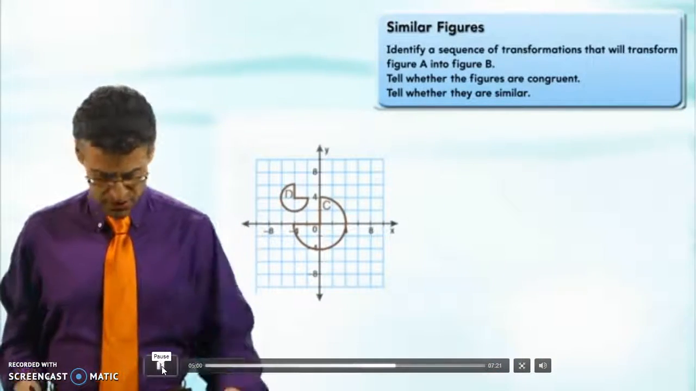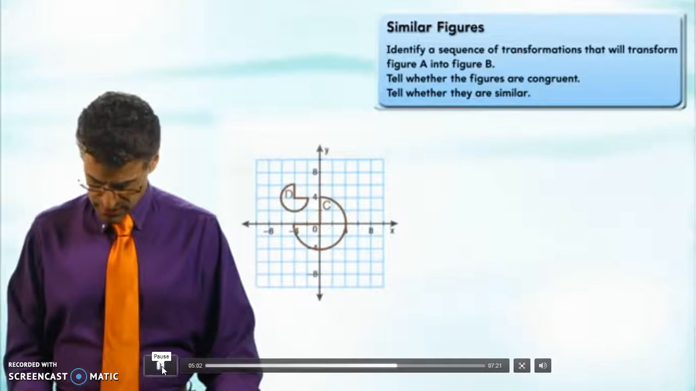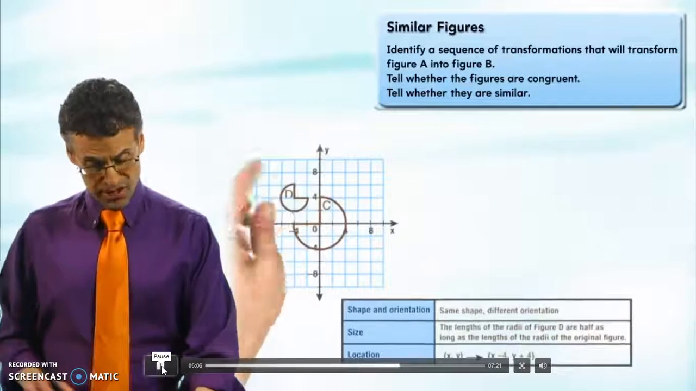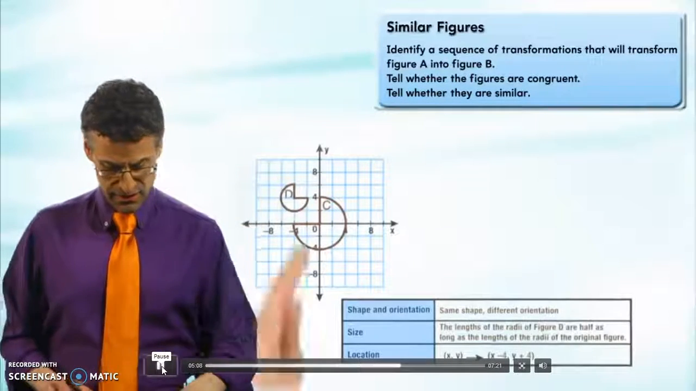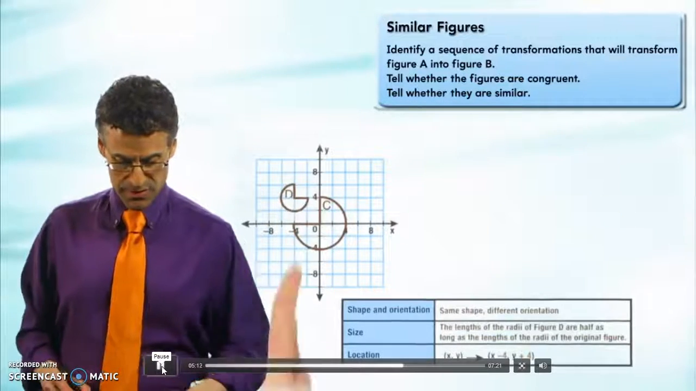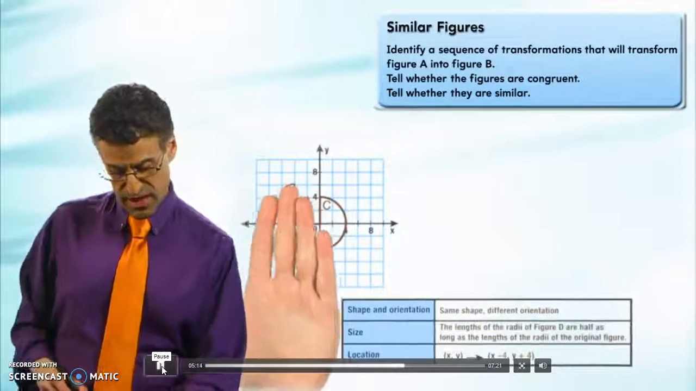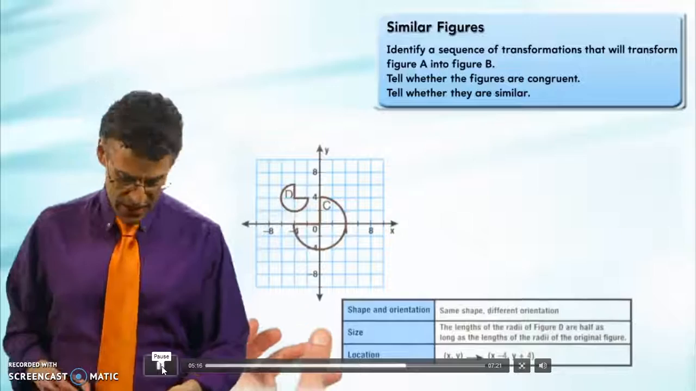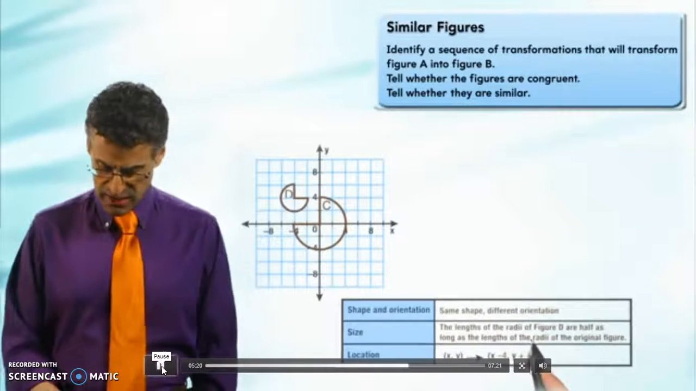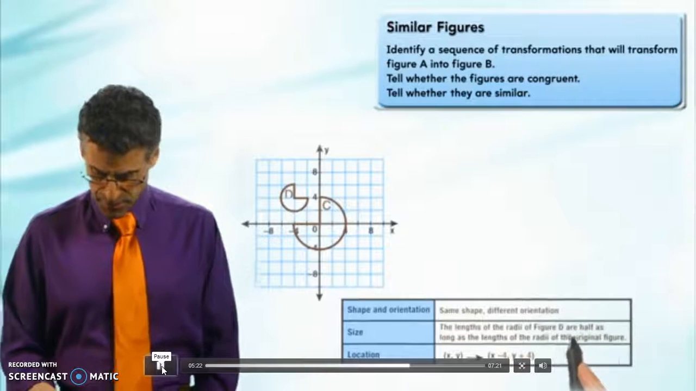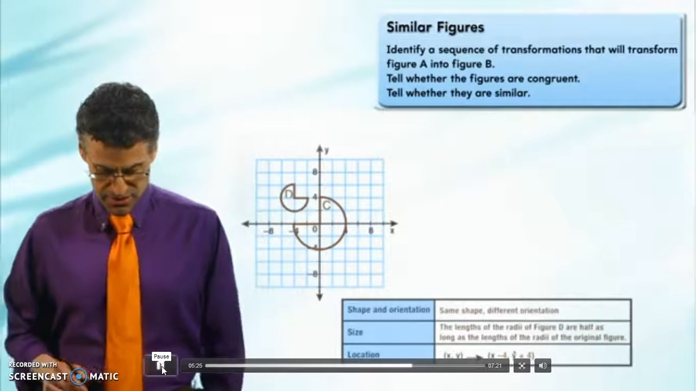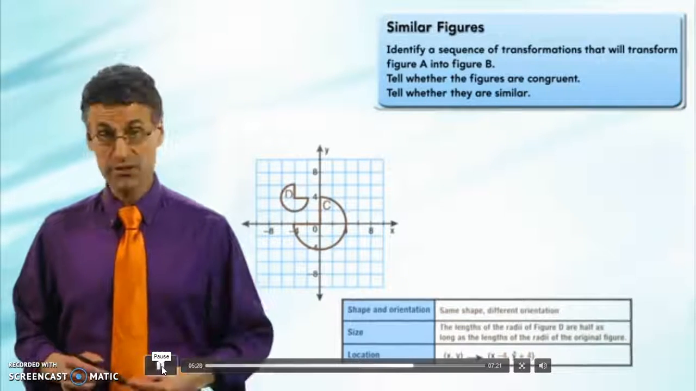And so what do we conclude? Well, I'll summarize it. These are the same shape, but different orientation because they're oriented differently. Here the bite mark or the quarter is missing in the northeastern piece, and here it's the northwestern piece. So we had to look at a reflection, and then we had to scale. The length of the radii of D are half as long as the lengths of the radii in the original figure. So that means the scale factor is a half.